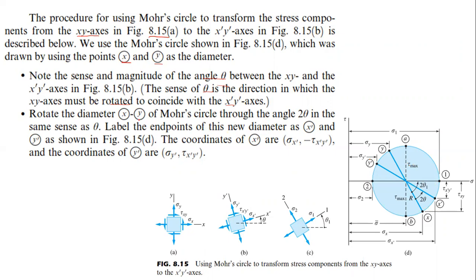So rotate the diameter XY of the Mohr circle through the angle 2 theta in the same sense as theta. Label the endpoints of this new diameter as X prime and Y prime. So the coordinates of X prime are sigma x prime, negative tau x prime y prime. It is negative since it is below the horizontal line, the normal stress line. Okay?